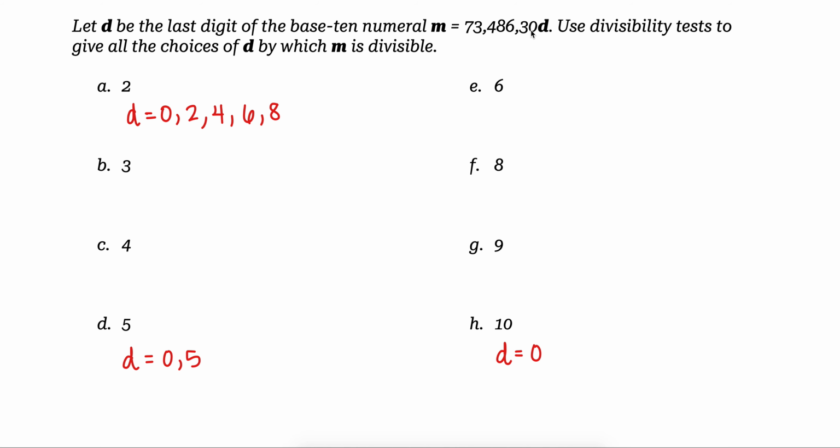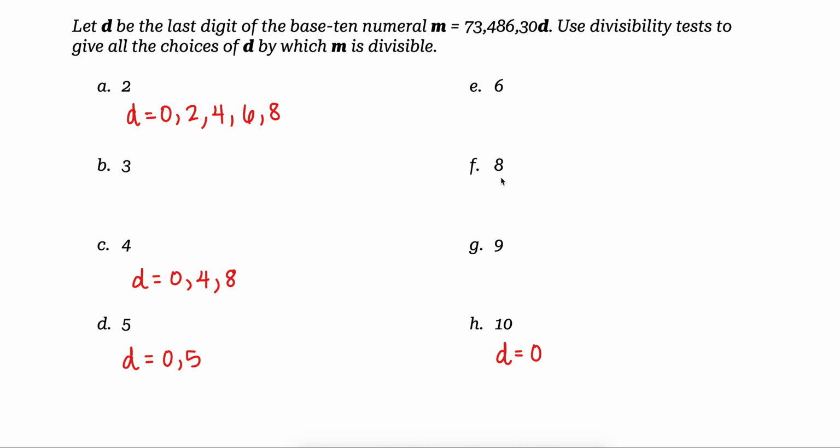So if D is 0, we have 0, 0. Well, yes, 0 is divisible by 4, so D could be 0. If D is 2, we have 0, 2, so 2. 2 is not divisible by 4. It's a fraction. So we check 4. 4 is divisible by 4. 6 is not, but 8 is. So if D is equal to 0, 4, or 8, M in its entirety is divisible by 4.